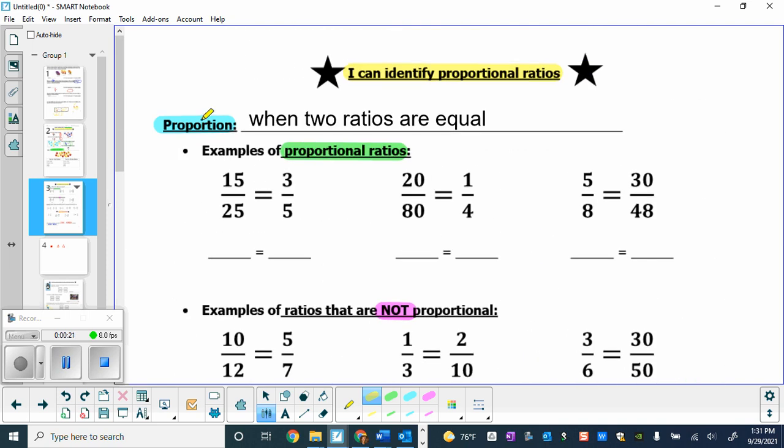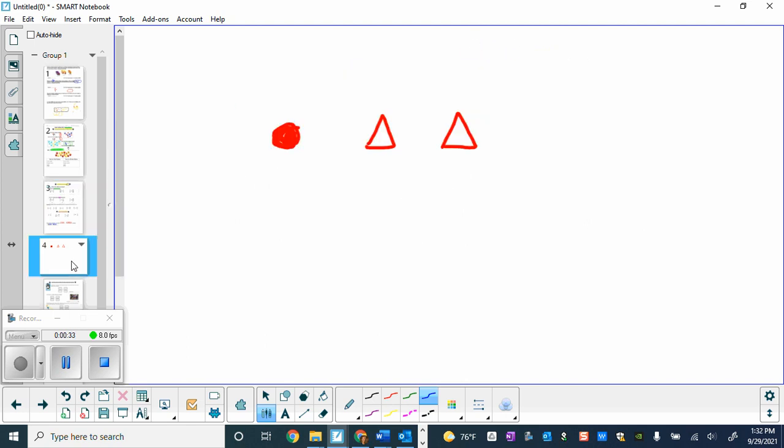Now, before I even talk about what a proportion is, I want to remind you guys about ratios from our last class. Let's talk about one ratio and then how it might be considered a proportion. If I were to ask you, looking at this, what is the ratio of my circle to triangle, you guys would tell me that the ratio is 1 to 2.